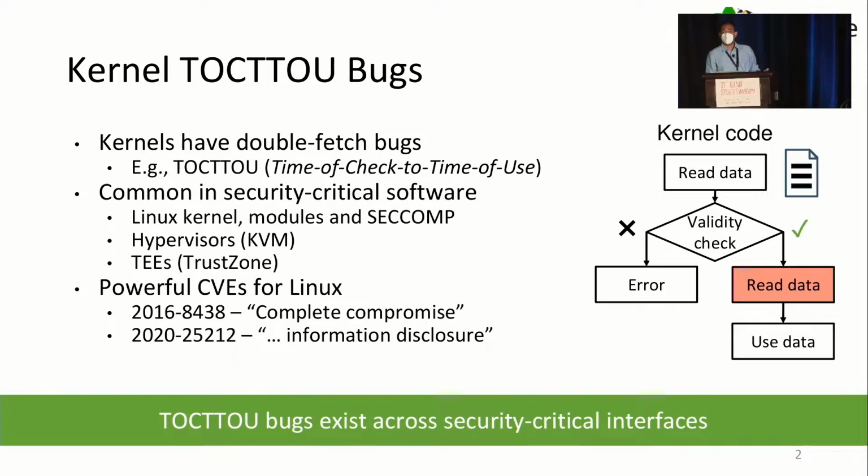In fact, this sort of bug is not limited to the Linux kernel. These have been found in kernel modules and are inherent to the design of syscall wrappers such as seccomp. This sort of bug has also been found in hypervisors, including KVM, and in trusted execution environments such as TrustZone. In fact, for the Linux kernel, I list a couple of CVEs here which have led to complete compromise of the system or significant information disclosure. So TOCTTOU bugs exist across a bunch of security critical interfaces, and they are a problem.